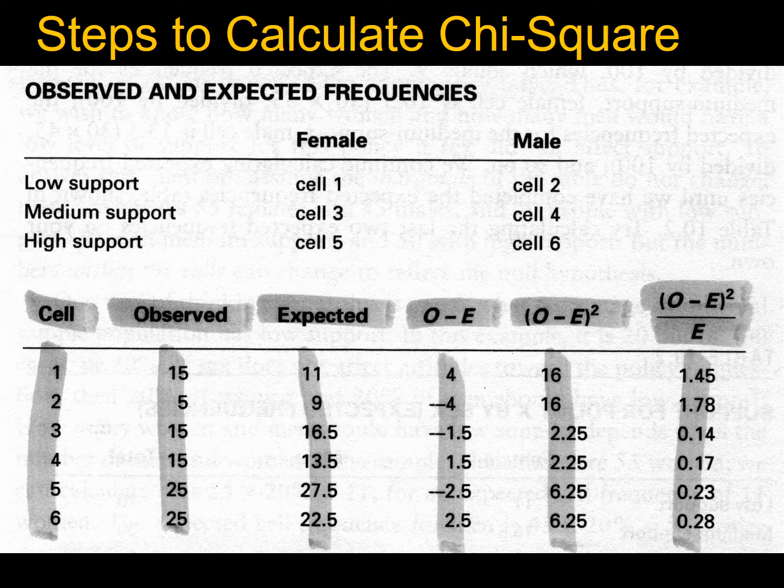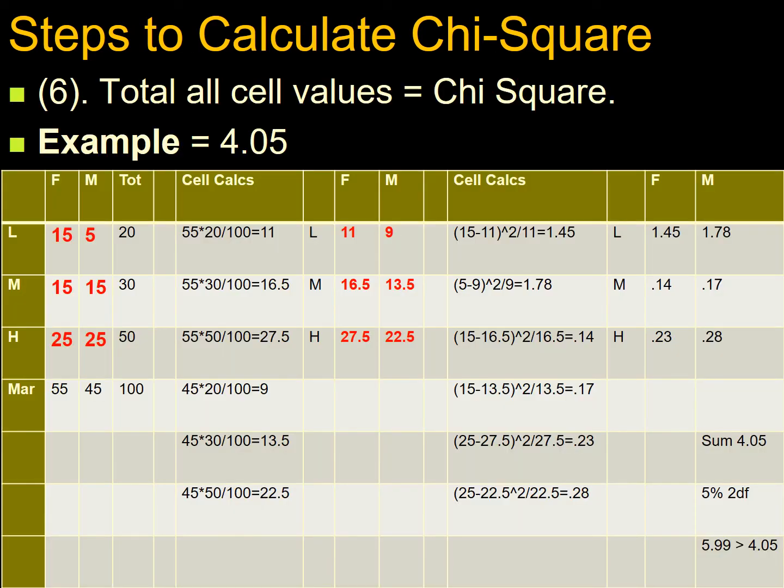And here you can see those calculations in steps. In step 6, we total all of the cell values in the final calculation: 1.45 plus 0.14 plus 0.23 plus 1.78 plus 0.17 plus 0.28. That gives us a total of 4.05. Now we calculate at 5% with 2 degrees of freedom, and then we consult the chi-square table to see the value.